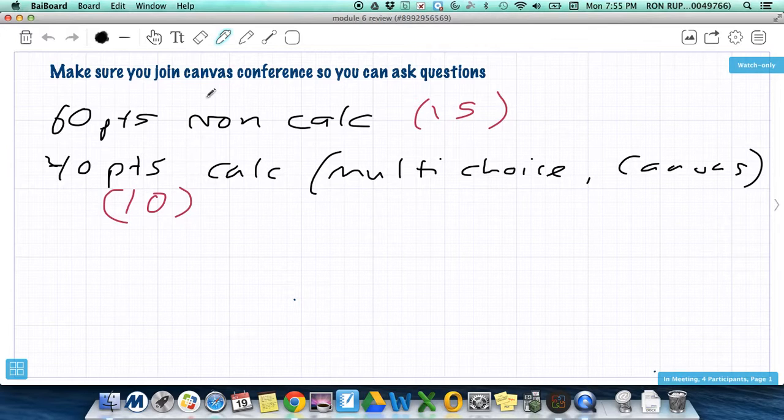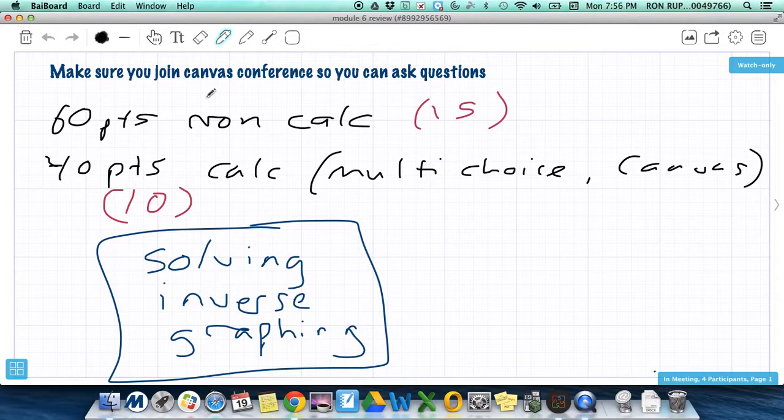So it's a rather small test. And it covers basically everything from chapter 6. It's heavier on solving, finding the inverse, and graphing. It's heavier on those topics, but it does have some simplifying topics from the part 1 exam, such as negative exponents, fractions as exponents, simplifying radicals, all of that kind of information.